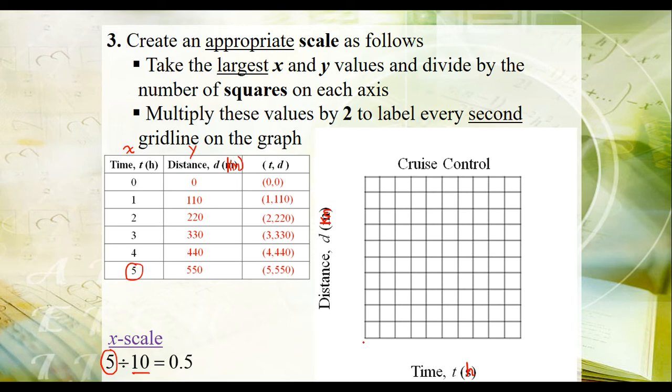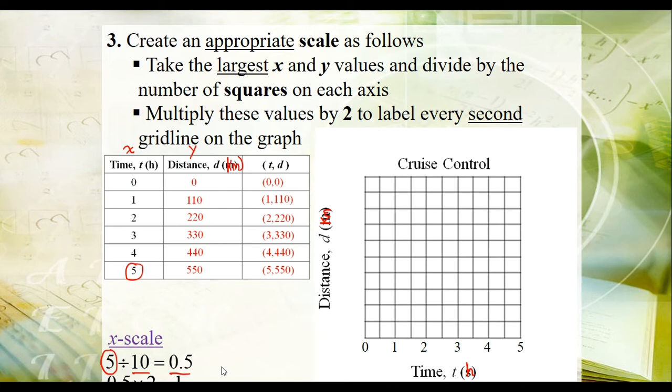So if this was 0, it'd be 0.5, 1, 1.5, 2, 2.5, 3, 3.5, 4, 4.5, 5. But I don't want to label every single grid line. So I'm going to take this number and double it. Multiply by 2, and that tells me how much every second grid line is going to go up by. Every second grid line we're only going to label, and every second grid line is going to go up by 1. So here it'd be 0, 1, 2, 3, 4, and then 5.